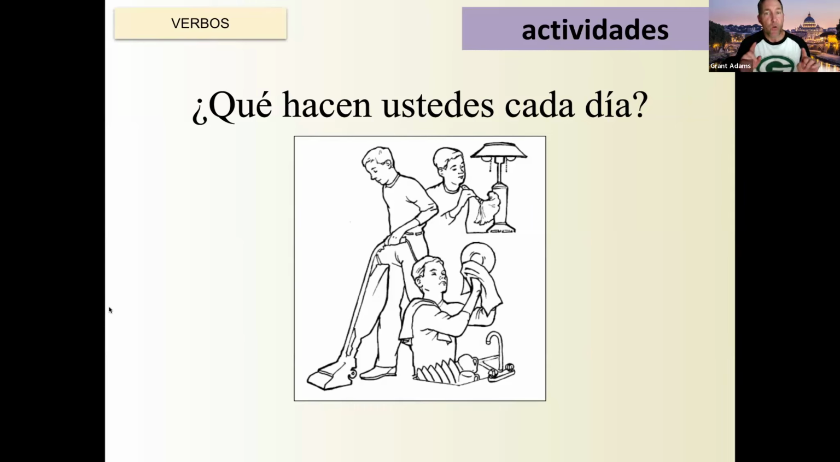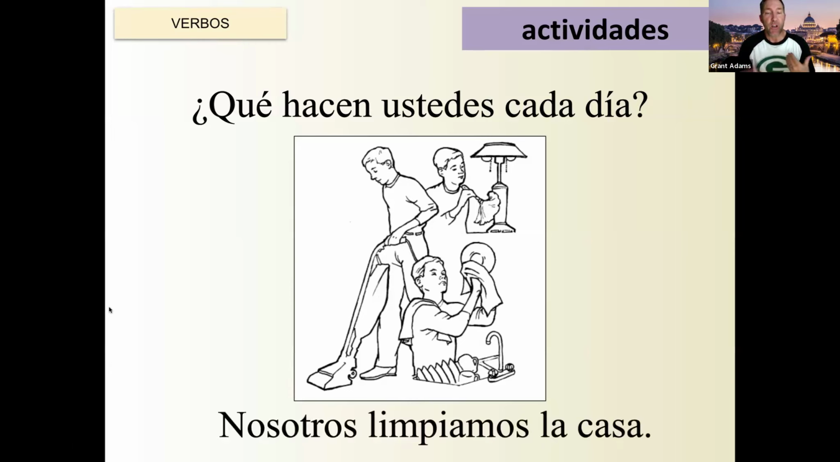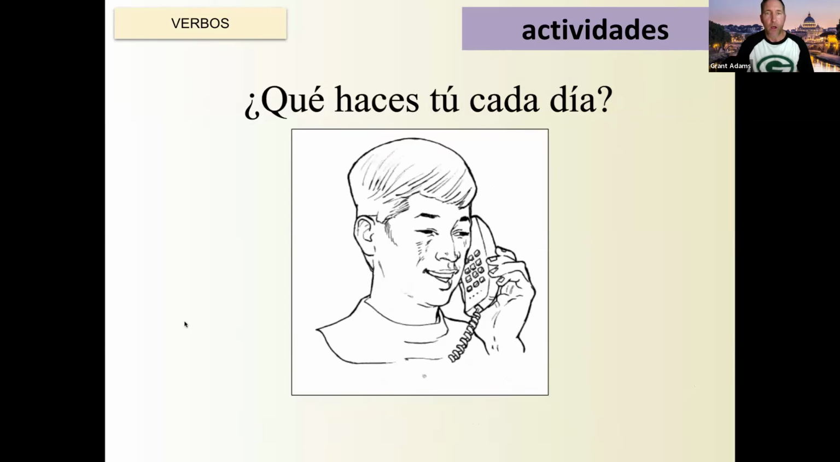Excelente. So what do you guys do each day? We, nosotros limpiamos la casa. Although I really dig limpiamos nuestra casa. I love the addition of our possessive adjective. Great use of that. Excelente. Muy bien, Chris. Nosotros limpiamos nuestra casa or la casa. Perfecto. Excelente. ¿Qué haces tú cada día? What do you do each day? ¿Qué haces tú cada día?